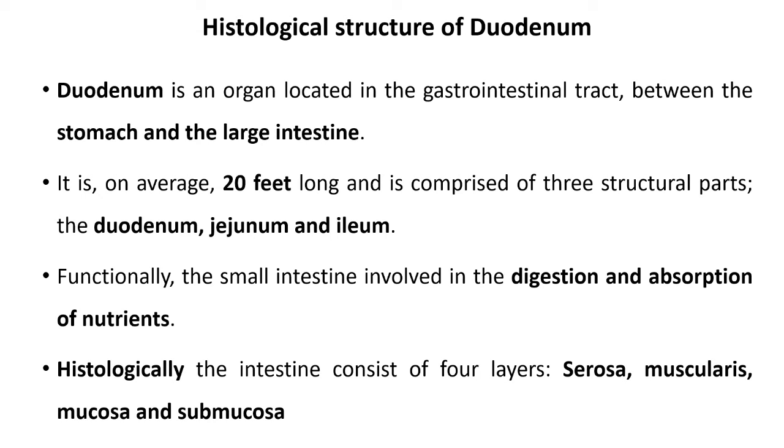After digestion, the nutrients are absorbed into the intestine and then transferred to the blood via blood vessels. So the small intestine has both functions, that is digestion as well as absorption. Histologically, the small intestine, that is the duodenum, is divided into four layers: serosa, muscularis, mucosa and submucosa.